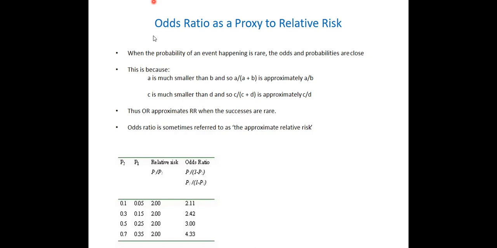So the reason is that A is much smaller. Look at this formula. If you remember, what is the formula for relative risk? You say A all over A plus B, everything over C plus D. Let me use the pen to write.